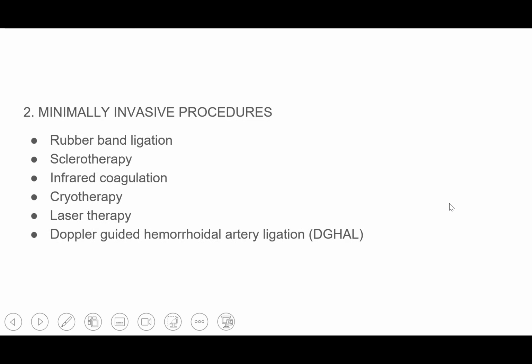So minimally invasive procedures that are done for patients with hemorrhoids include rubber band ligation, which is insertion of rubber bands on the hemorrhoids. We have injection sclerotherapy, which is done by injecting 5% phenol in almond oil. This is injected into the hemorrhoids to cause sclerosis, to cause fibrosis of the hemorrhoids. Then we have infrared coagulation, cryotherapy, laser therapy, and then other minimally invasive procedures include the Doppler-guided hemorrhoidal artery ligation.